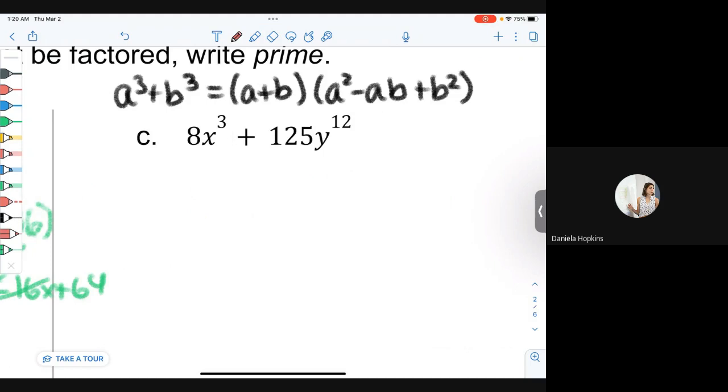So I look at my first term for my a. If I took the cube root of 8x squared, my a would be 2x. If I took the cube root of 125y to the third, my number part of the cube root of 125 is 5. But then just as a reminder, the cube root of y to the 12, it's like you just do 12 divided by 3 divided by your root there. So it's going to be y to the fourth.